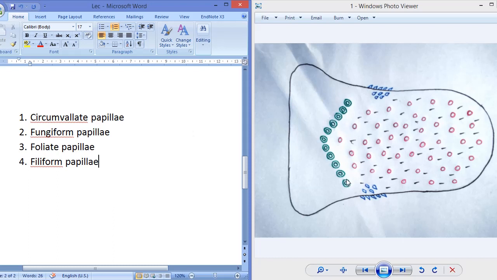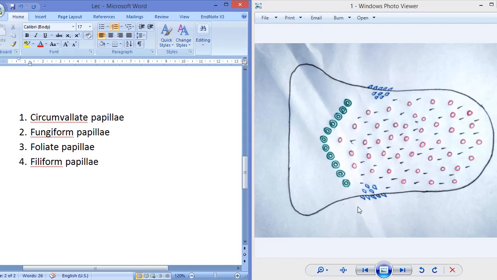The green colored papillae over here at the base of the tongue, which are arranged in a V shape, are the circumvallate papillae. The average number of circumvallate papillae is 12. The fungiform papilla is represented by red color, which are present throughout the body of the tongue. That is the fungiform papilla. The foliate papilla is present on the lateral side of the middle portion of the tongue. These are the foliate papillae.